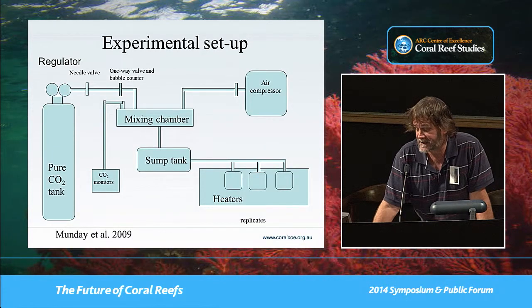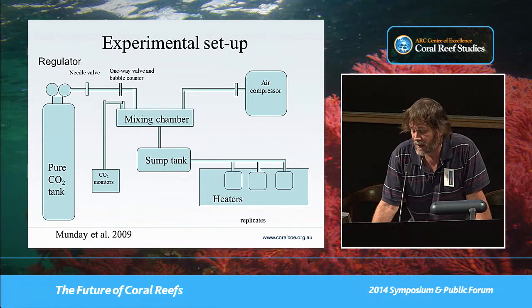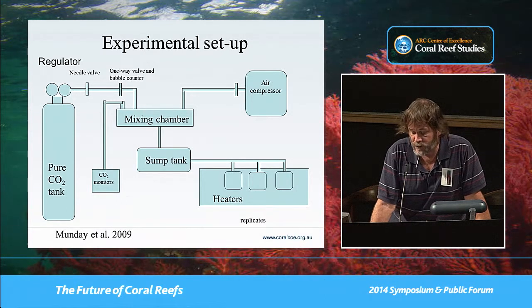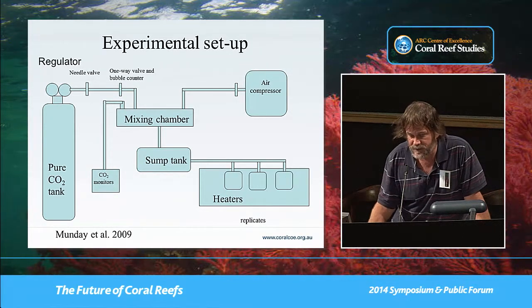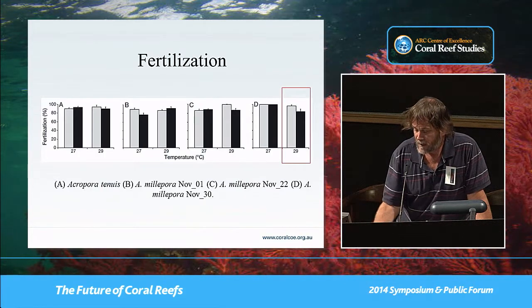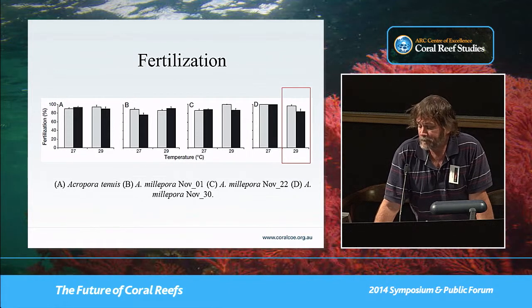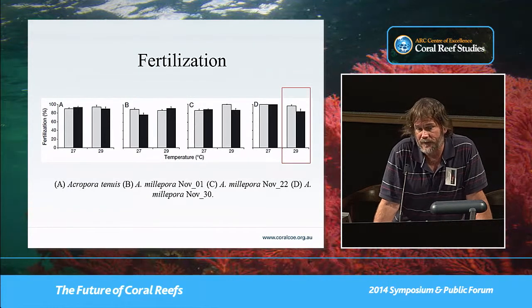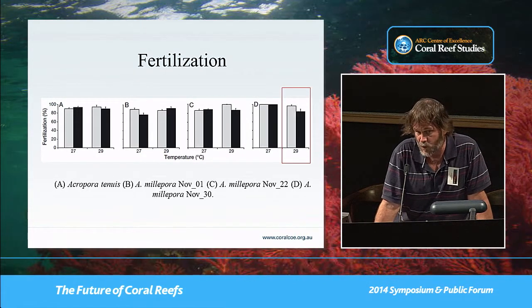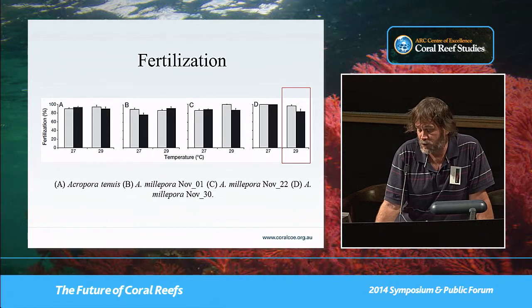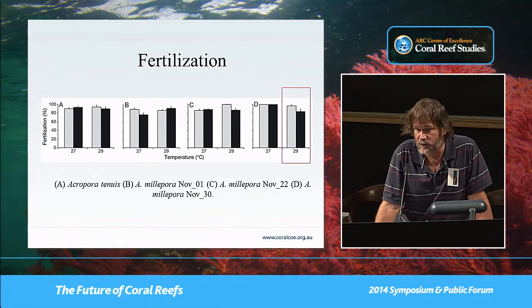We used a setup first put together by Phil Munday. Essentially, we just mix pure CO2 with the atmosphere, with air, bubble it through water to produce our acidified water, and for the temperature treatments we just use heaters. So again, the first variable or critical life stage we looked at was fertilisation. We put a number of eggs and sperm into replicate treatments, and then score after 2 hours the proportion of those eggs that have successfully fertilised or cleaved.